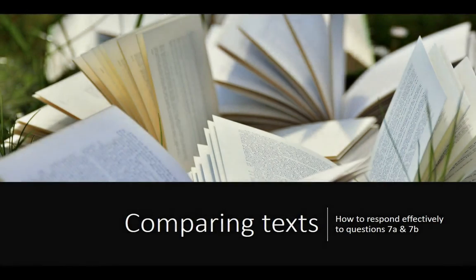This is a two-part lesson covering the requirements for question 7 on paper 2 of the new Edexcel 9-1 English language exams. Question 7 is a question which requires the comparison of two non-fiction texts, and it's split into two parts, part A and part B. So this two-part lesson consists of two separate videos.